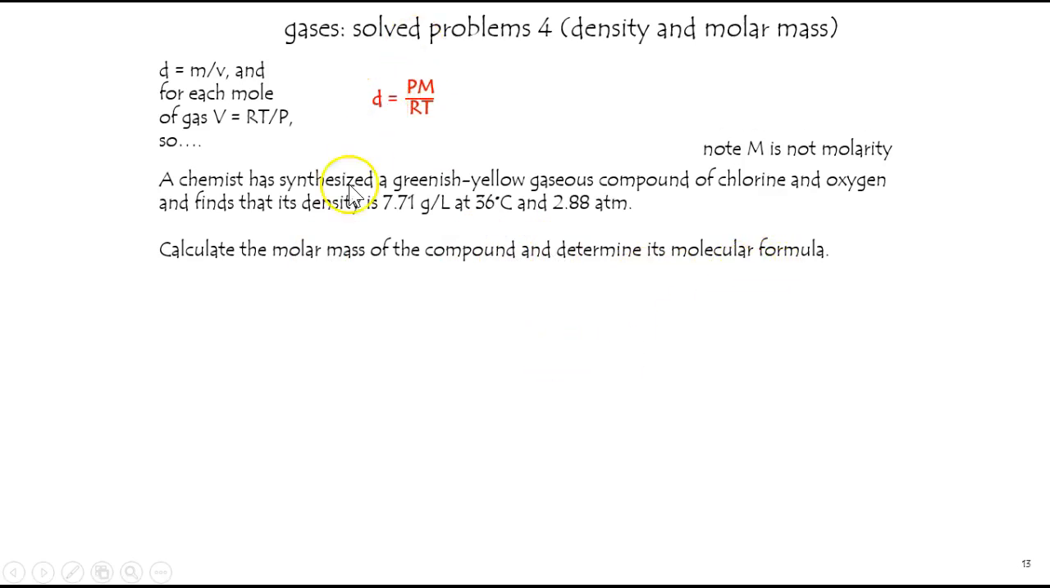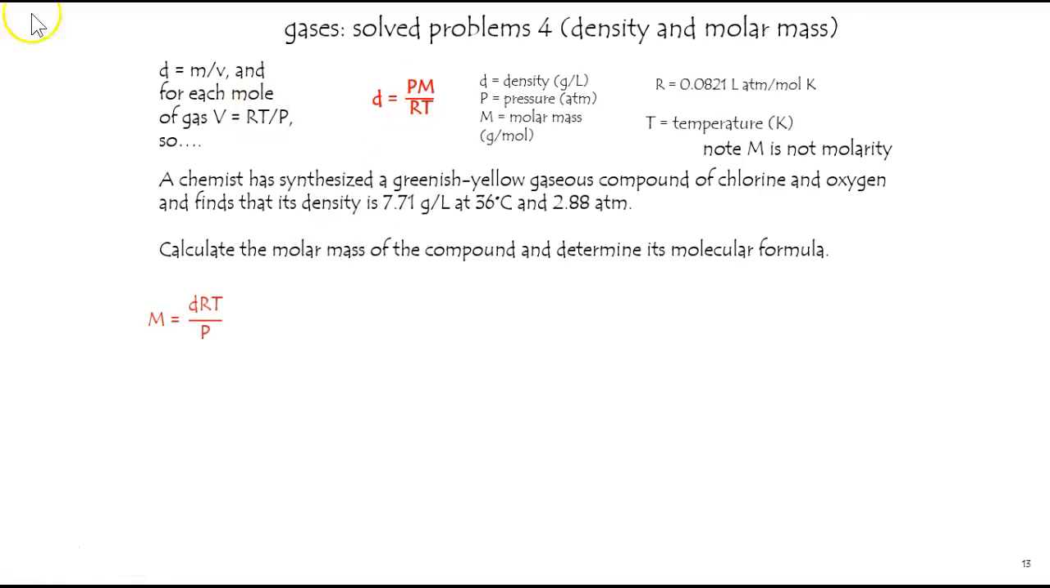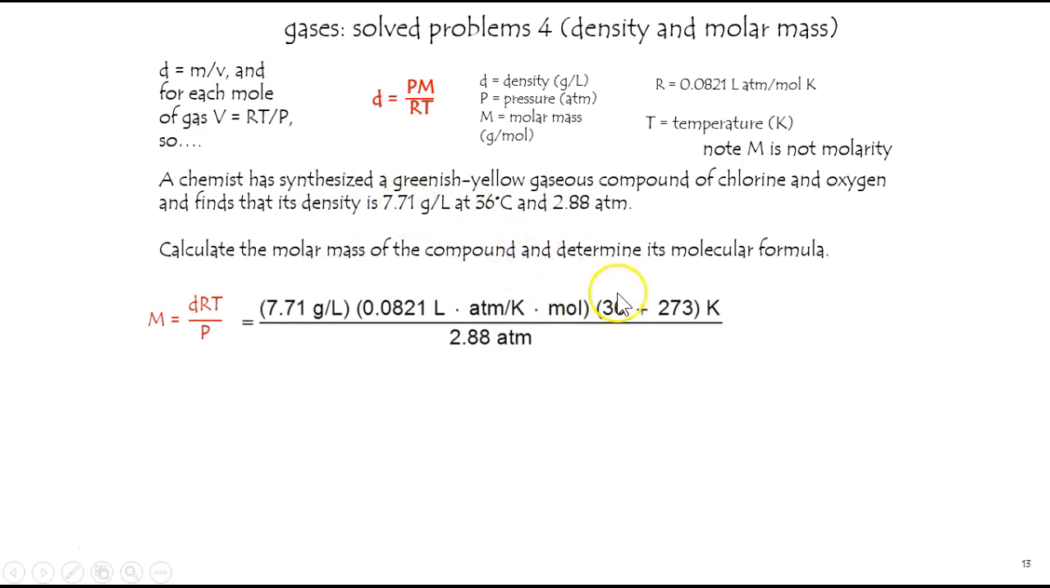We're not solving for D, but we are solving for M, so let's rearrange. There it is. M equals dRT over P. We should be able to plug in directly. There's the density. I think grams per liter is fine. We better use temperature. There it is in Kelvin, and the atmospheres is also good. The molar mass of this thing is 67.9 grams per mole.